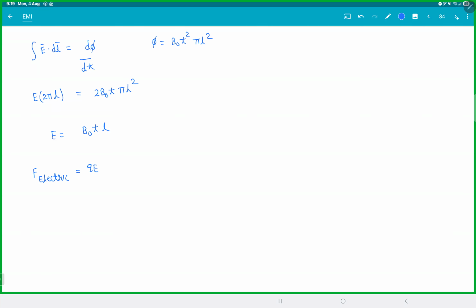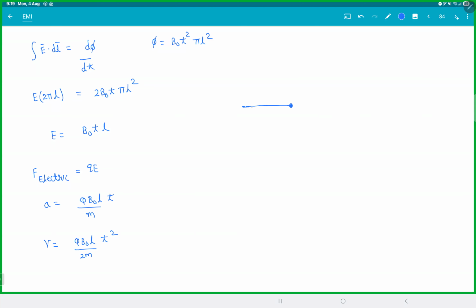F electric will be QE. Therefore, acceleration will be Q B naught L T by M. Integrate this, you'll get velocity is equal to Q B naught L by 2M T square. So you have to integrate. A is not constant.